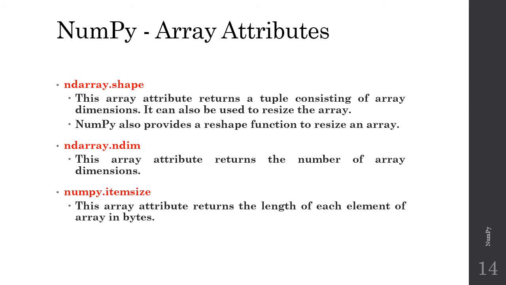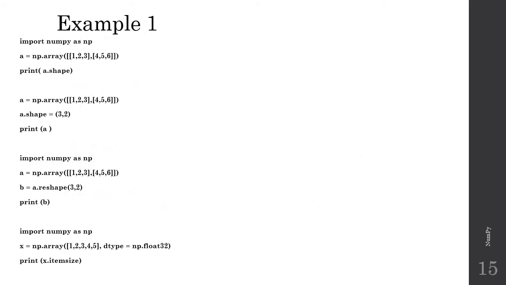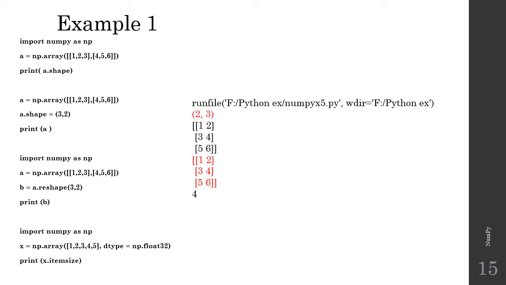NumPy dot itemsize: this attribute returns the length of each element of the array in bytes. So these are a few NumPy array attributes. Let's see an example. For this, again we have imported the numpy package, and in the second statement we have created an n-dimensional array.